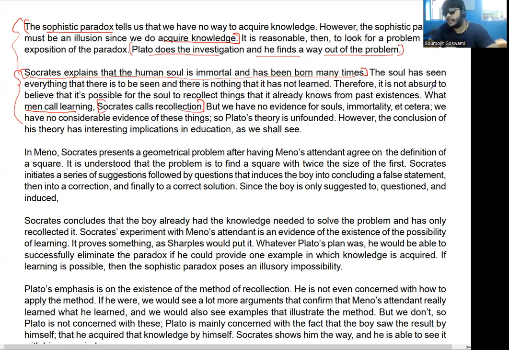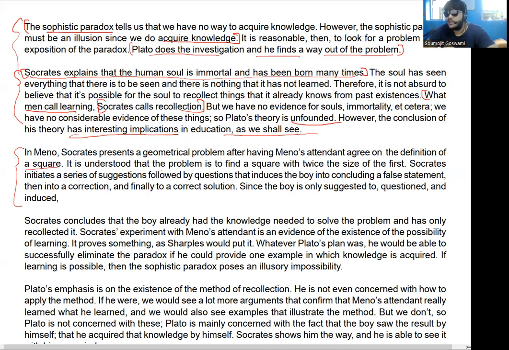So, this is an interesting thing. What we men are calling learning, Socrates calls recollection. But we have no evidence for the soul's immortality, etc. We have no considerable evidence on these things, so Plato's theory is unfounded. However, the conclusion of his theory has interesting implications. We shall see. Okay. In Meno, Socrates presents a geometrical problem after having Meno's attendant agree on the definition of a square.